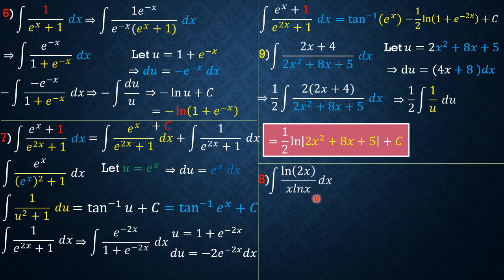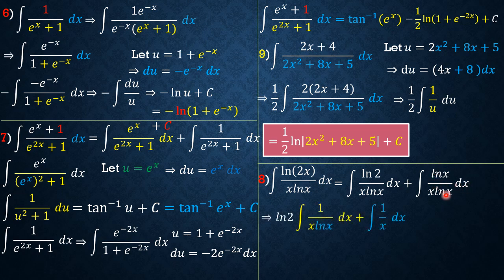But friends, in such a case, let's try to make sure that the inputs are both the same. Here we have natural log of 2x, here we just have natural log of x. So let's make them the same. Let's use our log property to split this guy into 2. By so doing, guys, we are going to have the integral of natural log of 2 over x natural log of x plus the integral of natural log of x over x natural log of x. Great. We can cancel the natural log of x here, right?